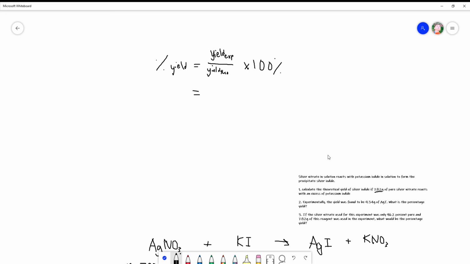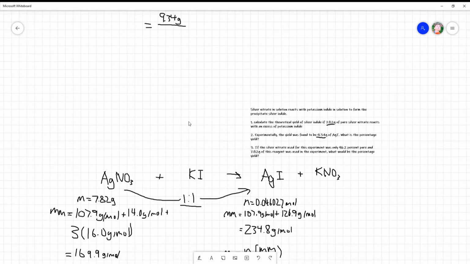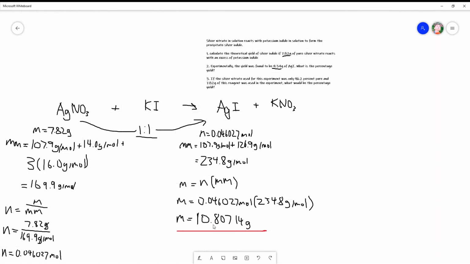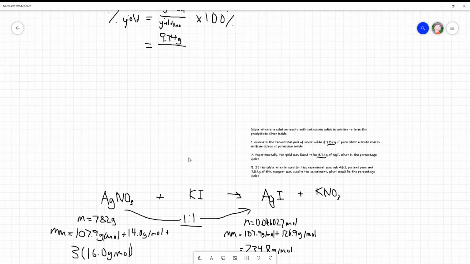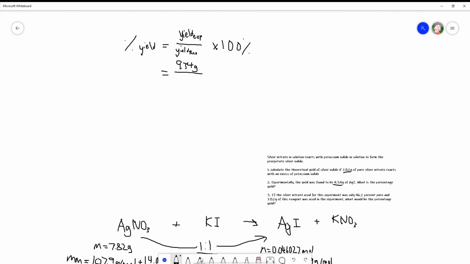So they tell us in the question that the experimental yield is 9.34 grams, and we already calculated the theoretical yield, which is 10.80714 grams. So we can put that at the bottom.